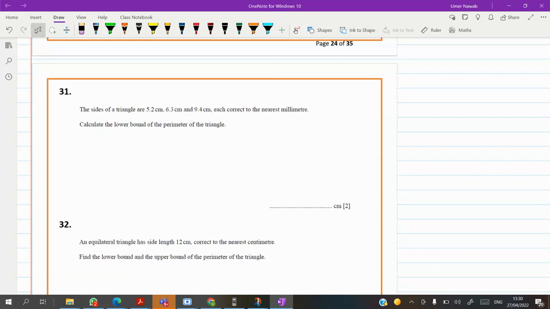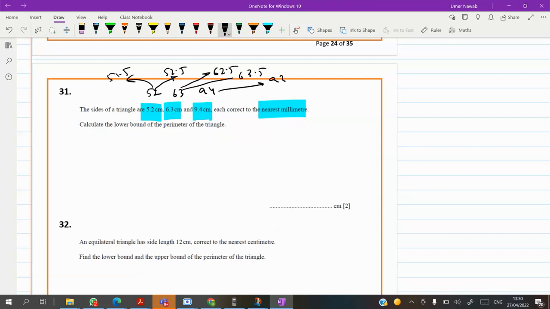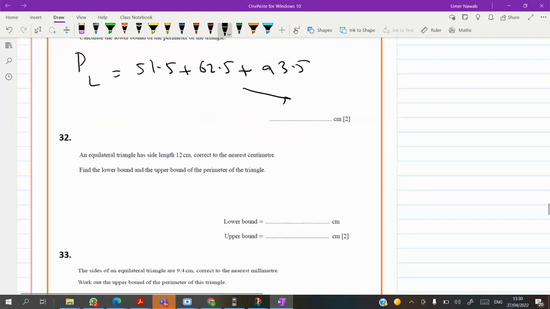Next, he said the sides of the triangle are correct to the nearest millimeters. So can we write them in millimeters? So 52, 63, 94: lower bound, upper bound, 51.5, 52.5, 62.5, 63.5, 93.5, and 94.5. We want to find the lower perimeter. So the lower perimeter is adding all the lower sides, 51.5, 62.5, and 93.5, which would give you the answer.